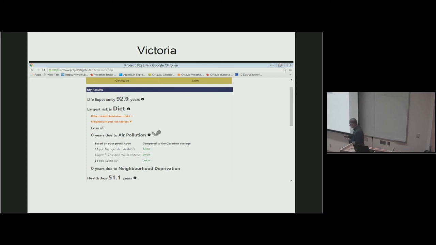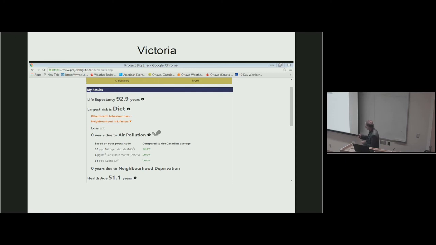I just turned, on Sunday, it was my birthday, and I turned 63 years old. I put in all the information about myself in here, and it says I'm going to live to be almost 93. It thinks I have a health age equivalent of 51. Now, I might have cheated a little bit because I did put in every glass of wine I drank as a serving of fruit. So I don't know if that skewed things very much. Okay, I think it was legitimate.